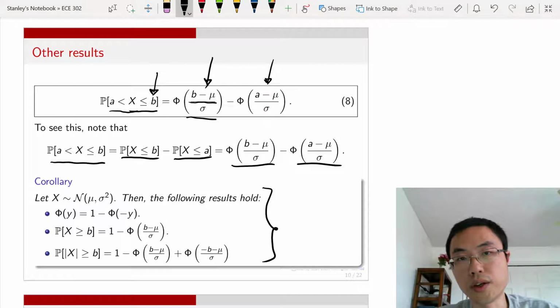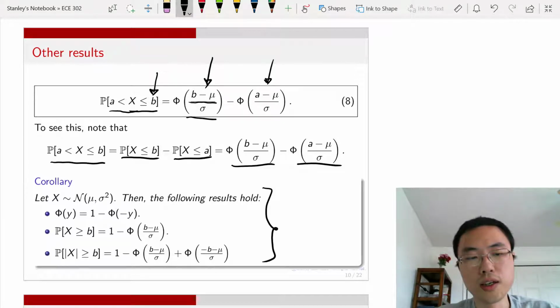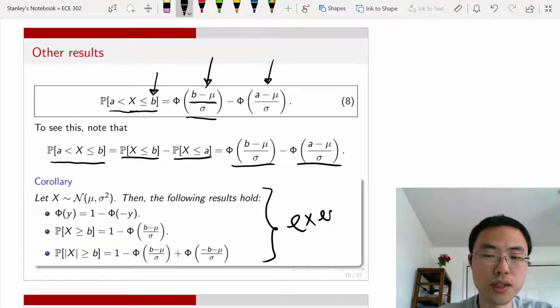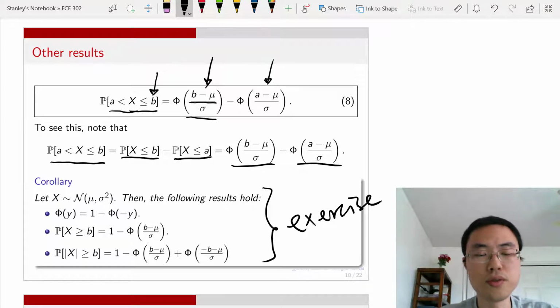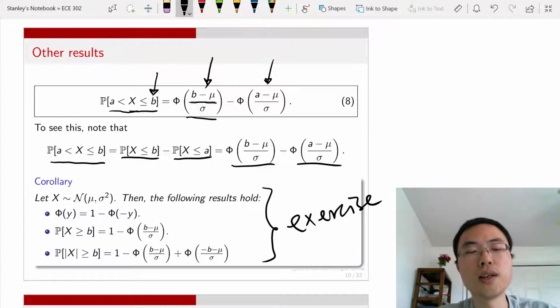These corollary results are also pretty easy to derive. I will just leave the derivation as an exercise. I would really encourage you to try to prove that, or you can just draw a picture and see if you can derive these results.